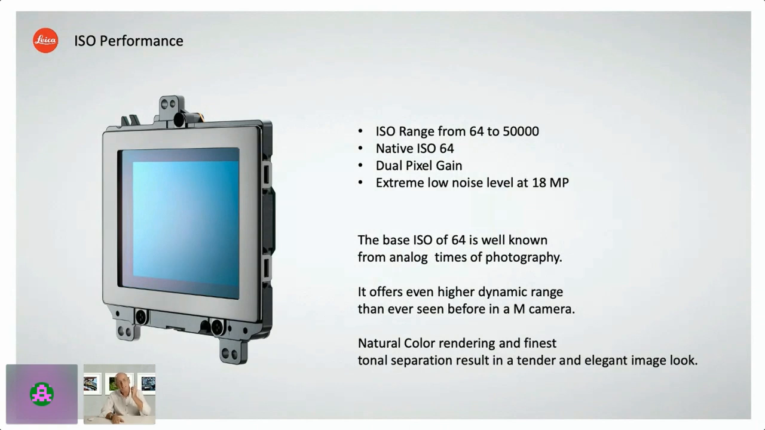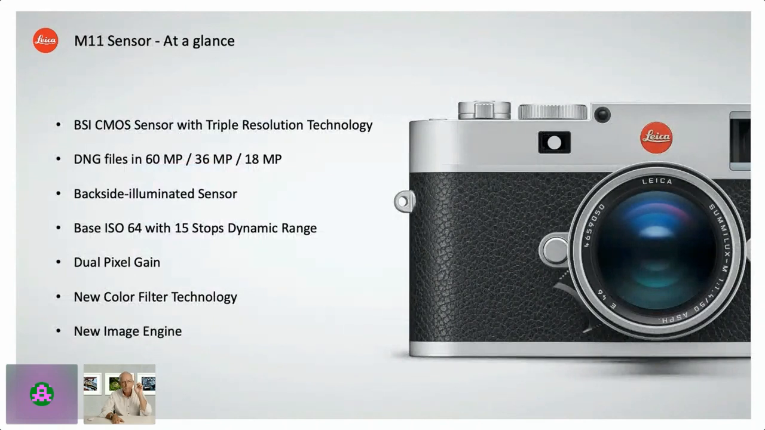So these changes have really picked up the image quality of the M system camera. At a glance, you've got this BSI technology, you've got your three resolutions, you've got base ISO 64 with your 15 stops of dynamic range, dual pixel gain.